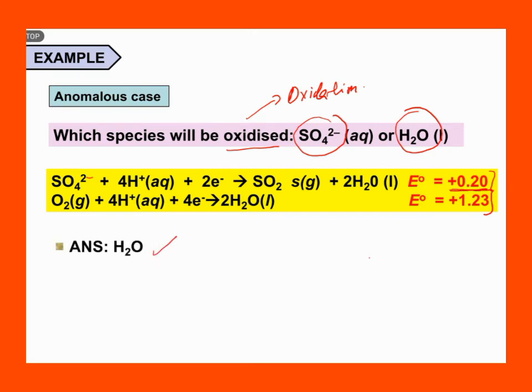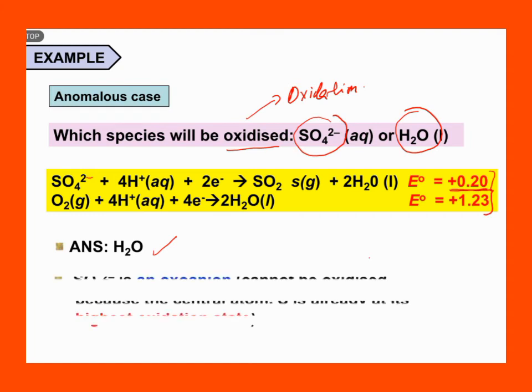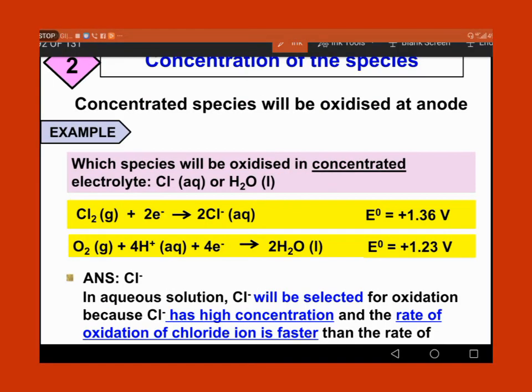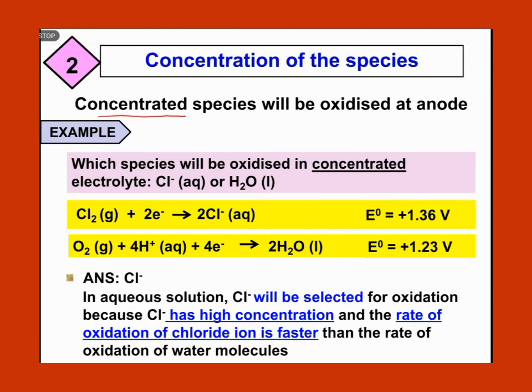Why is it so? The reason is that sulfate is an oxyanion, which cannot be oxidized, because the central atom S is already at its highest oxidation state. The second factor is the concentration of the species. The concentrated species will be oxidized at the anode.